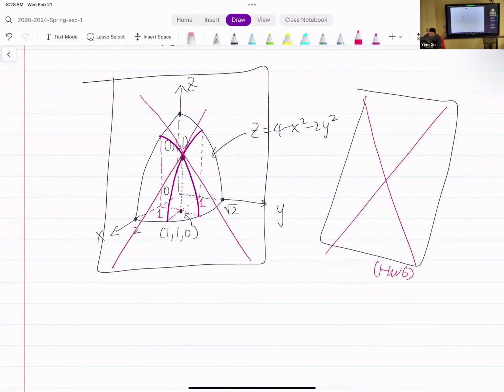Homework 6 will be published later today. So this is the geometric perspective of these partial derivatives. Now we have more general situations: functions of several variables.